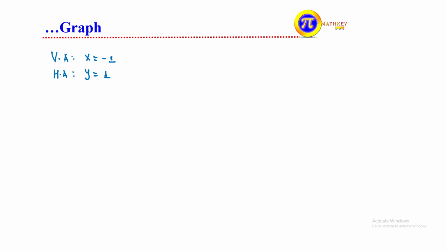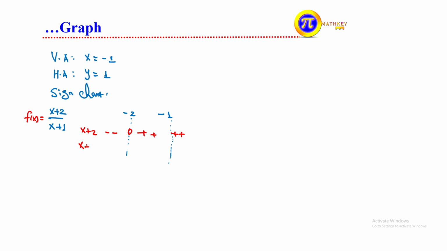After that, you can use a sign chart. We obtained the horizontal asymptote, vertical asymptote, and intercepts, and then finally we can apply sign charts for the given problem. Our f of x is equals to x plus 2 over x plus 1. Take the zeros: negative 2 is the zero for the numerator, and negative 1 is the zero for the denominator. At x equal to negative 2, the value is 0. At the left of negative 2, it is negative. At the right, it is positive. Similarly, when you consider x plus 1, what is it?